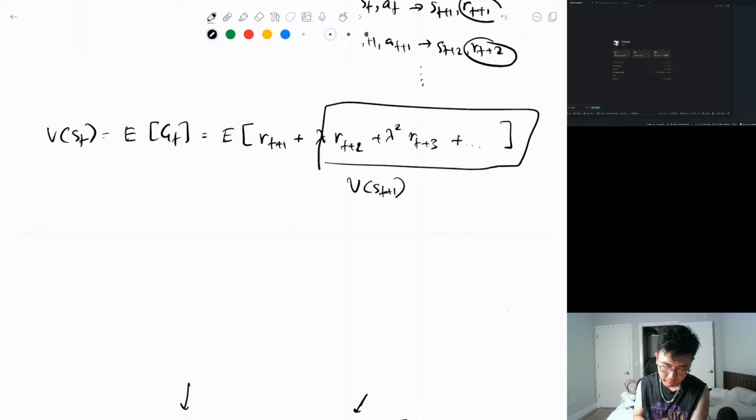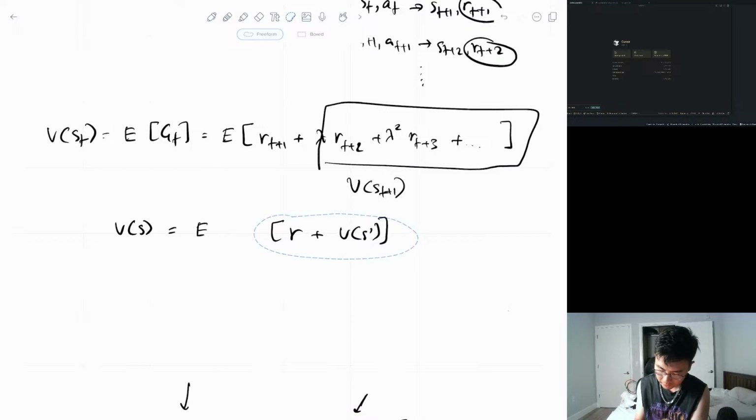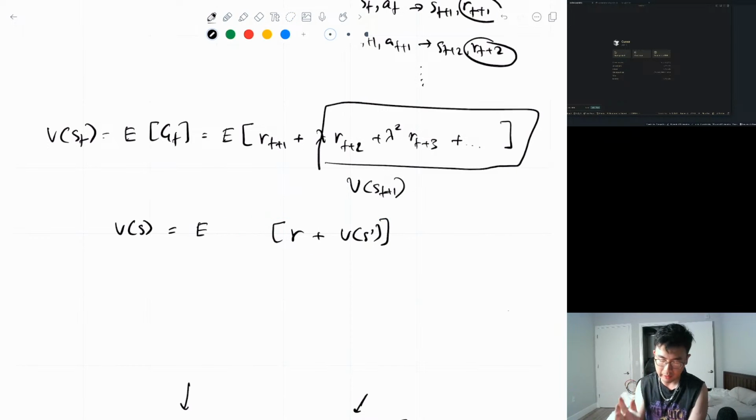The Bellman equation is written as V of s equals the expected value of r plus V of s prime. Here, instead of t and t+1, I'm just going to use s and s prime, and I'm going to use some notation. Right now we're at a state s, so we need to get an action. How do we get an action? We sample from the policy.